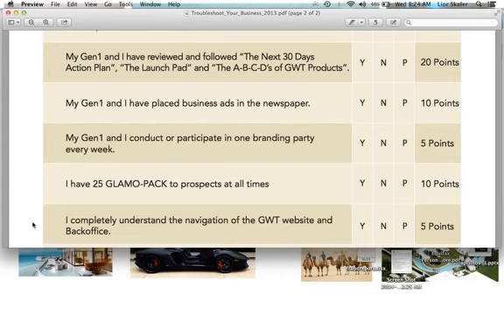I completely understand the navigation of the GWT website and the back office. Do you understand how to go through everything on the website and where everything is in the back office? If the answer is yes, give yourself 5 points. If it's no, give yourself 0, and if it's partial, give yourself 2.5 points.